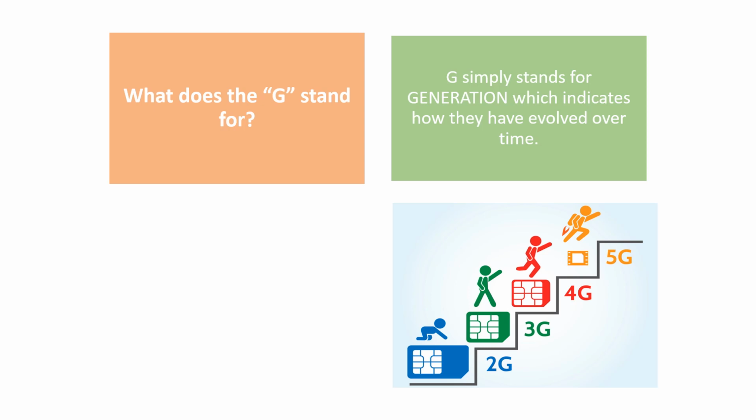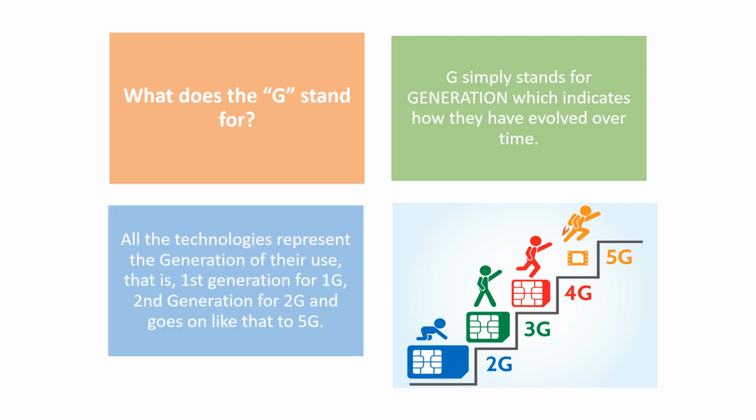What does the G stand for? G simply stands for generation, which indicates how they have evolved over time. So all these technologies represent the generation of their use, that is first generation for 1G, second generation for 2G, like that it goes on. So now we are in 5G, and we can see one by one from 1G to 5G in this video.